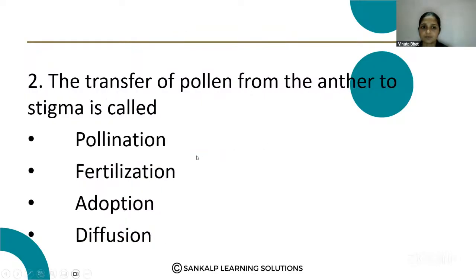Second one, the transfer of pollen from anther to the stigma is called pollination, fertilization, adoption, diffusion. So very easy question. That is called pollination.